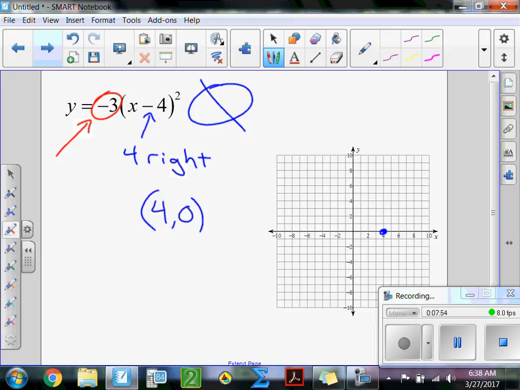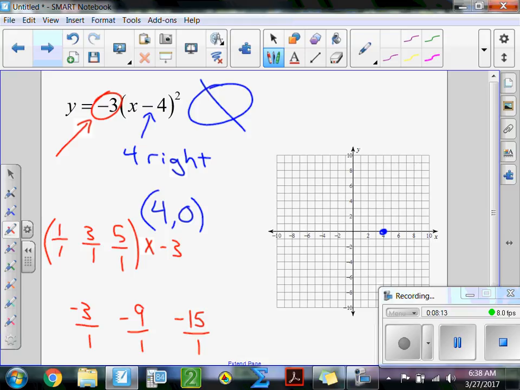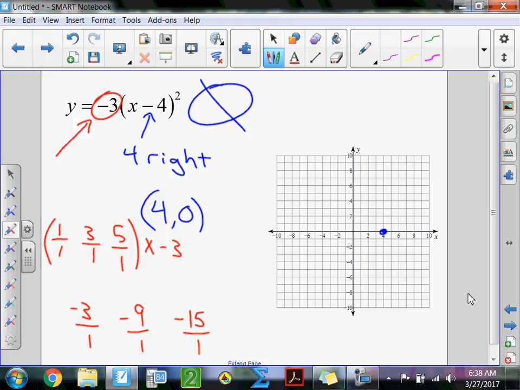-3 is my scale factor. And so if I use my 1 over 1, 3 over 1, 5 over 1 pattern times -3, I'll start by going down 3 over 1, down 9 over 1, and I'm not going to be able to do 15 over 1 on this graph. If I go down 3 over 1, 1, 2, 3, even trying to get 9 below that is going to be off my graph because that's going to be a pretty steep curve.